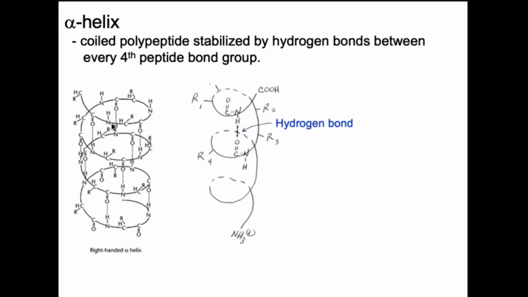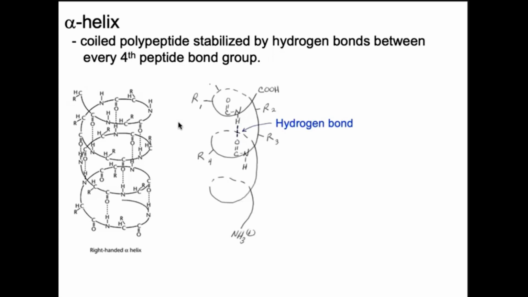Now here's my attempt to draw that, just to show a single hydrogen bond between two peptide bond groups approximately spaced along, at least in my illustration of a coil here. And what you'll notice is when this coils, the R groups are just sticking out like fuzz on the outside of the coil. So they're not directly involved in the interaction that causes the coil to happen.